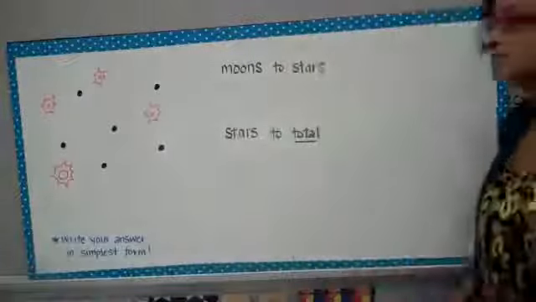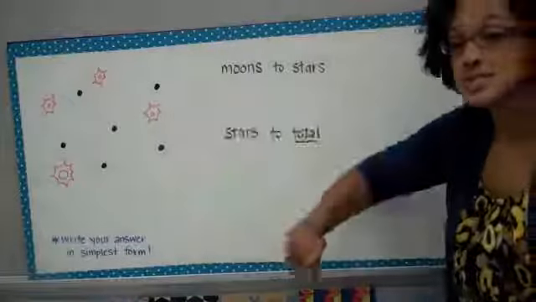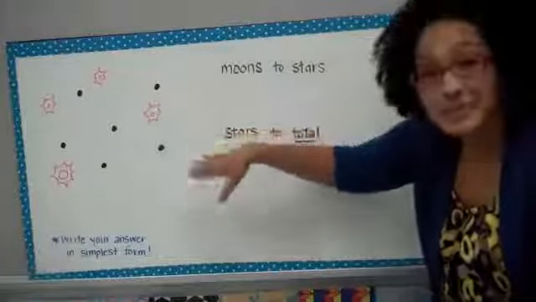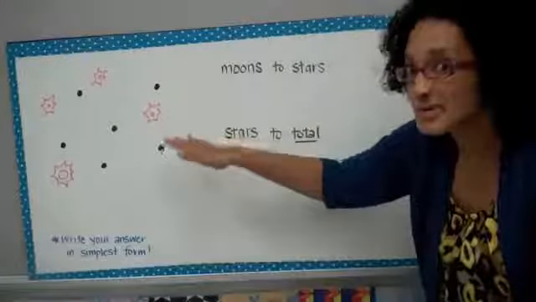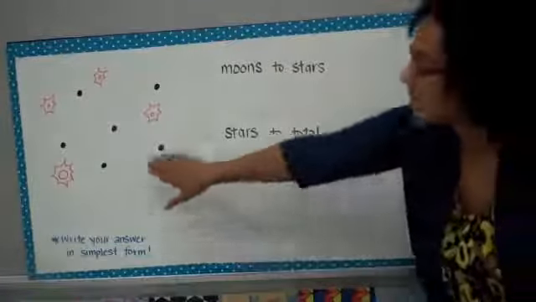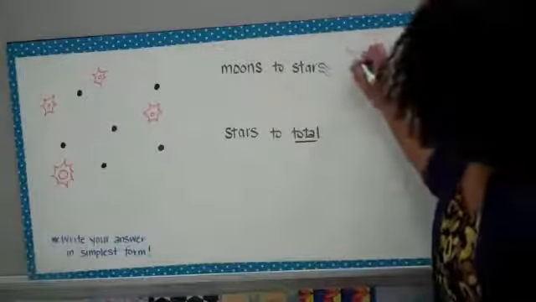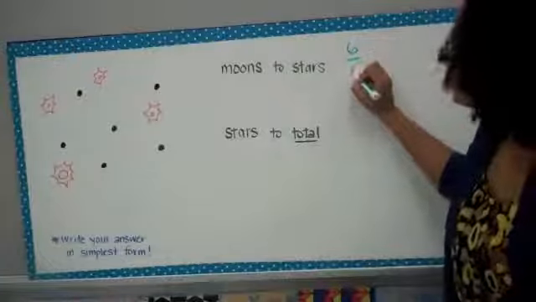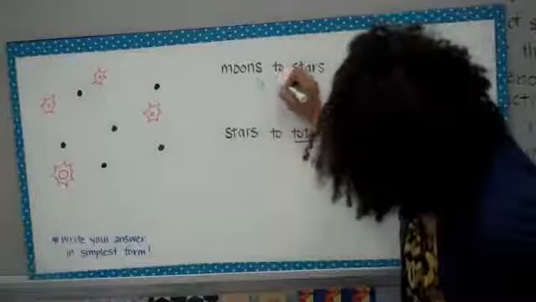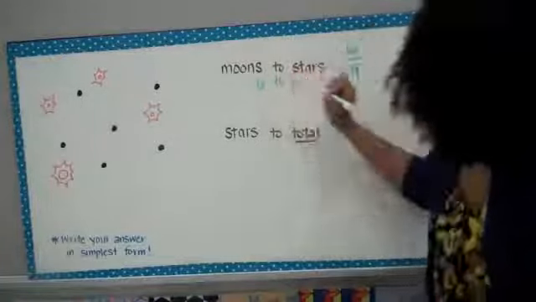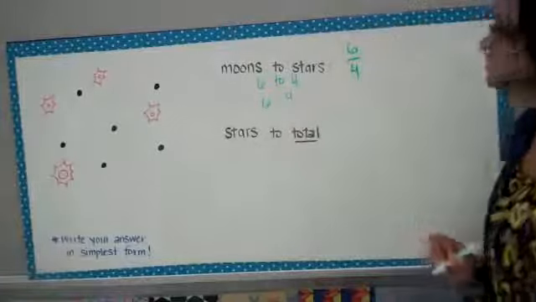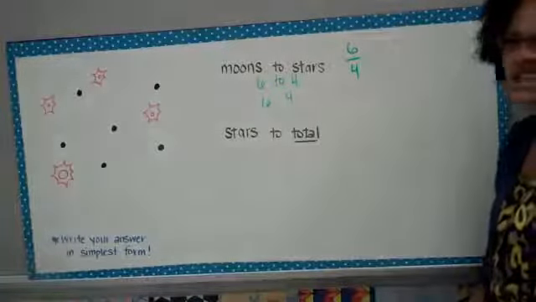Let's say I want to compare my moons to stars. The moons are the black dots. The stars are these. You might not be able to tell that they're moons and stars, but I'm telling you. If I want to compare moons to stars, I'm going to count them up. I've got 6 moons and 4 stars. I like to write that one as a fraction, but you could also write it the other ways. Now 6 to 4, that's not in simplest form.